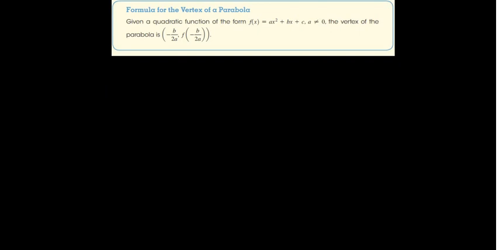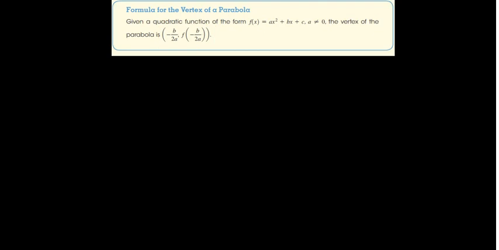Obviously, the first part is just standard stuff, right? Given the quadratic function of the form ax squared plus bx plus c, where a is not equal to 0, the vertex of the parabola is... Okay, now this part is the part where you are probably just like, what? Okay. So let's break this down.